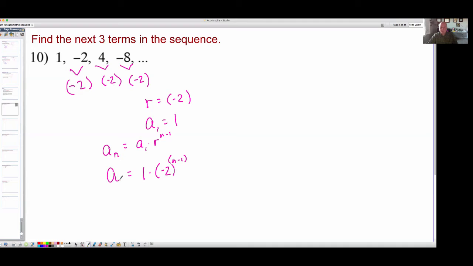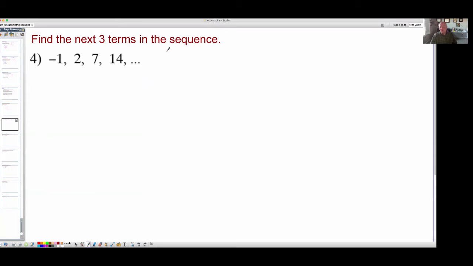If I wanted to find, let's say, the fourth term, I know it's negative 8. So if I plug in here, I have negative 2 to the 4 minus 1. That's to the third power, which is negative 2 quantity cubed, which is negative 8. So it works, and you can check yourself that way too.